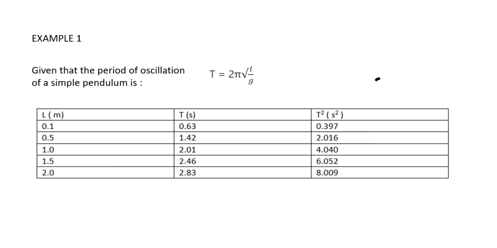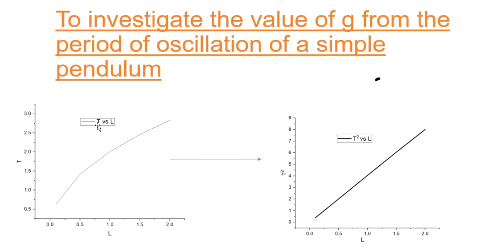Let's give an illustration. For instance, this is the period of oscillation of a simple pendulum. This is T equals 2 pi root L upon g. If we are to find the value of g, how do we transform this equation to enable us get the value of g? Of course, a direct plot of T against L will give us a curve, just as we can see here. When we plot T versus L, it gives us what? A curve. But when we plot T square against L, it gives us a straight line.